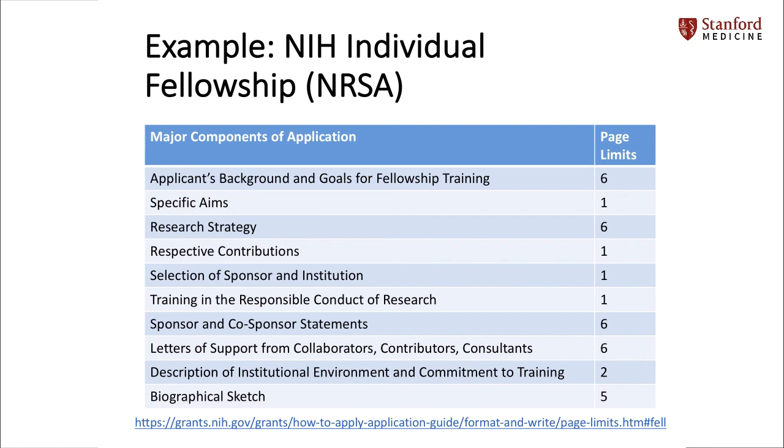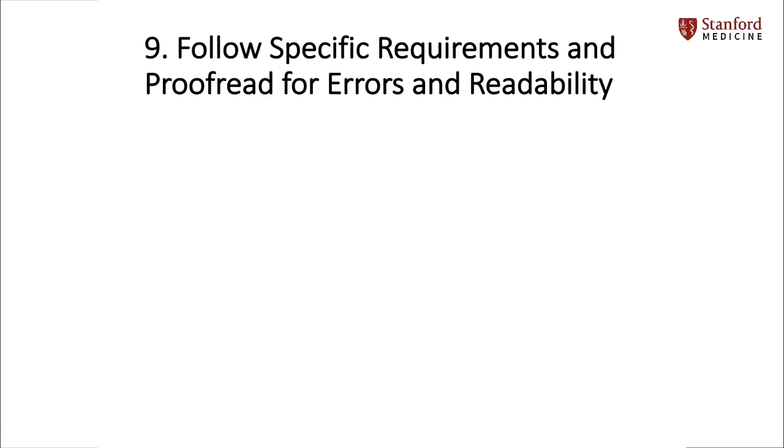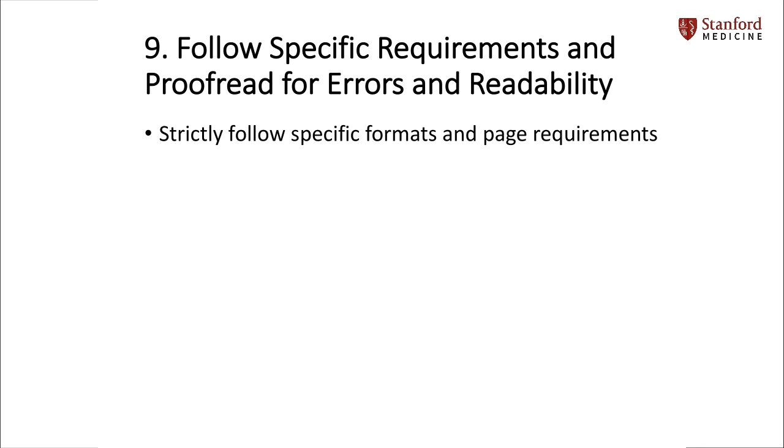It's important to allow at least 1 to 2 weeks of time after composing the entire application to review and scrutinize the story you tell and to ensure it's consistent and cohesive. Tip number 9 is to follow specific requirements and proofread for error and readability. Grants have specific formats and page requirements that must be strictly followed. Keep these instructions and the review criteria close at hand when writing and revising. Applications that do not conform to the required formatting or other requirements may be administratively rejected before the review process. So meticulously follow all the requirements and guidelines.